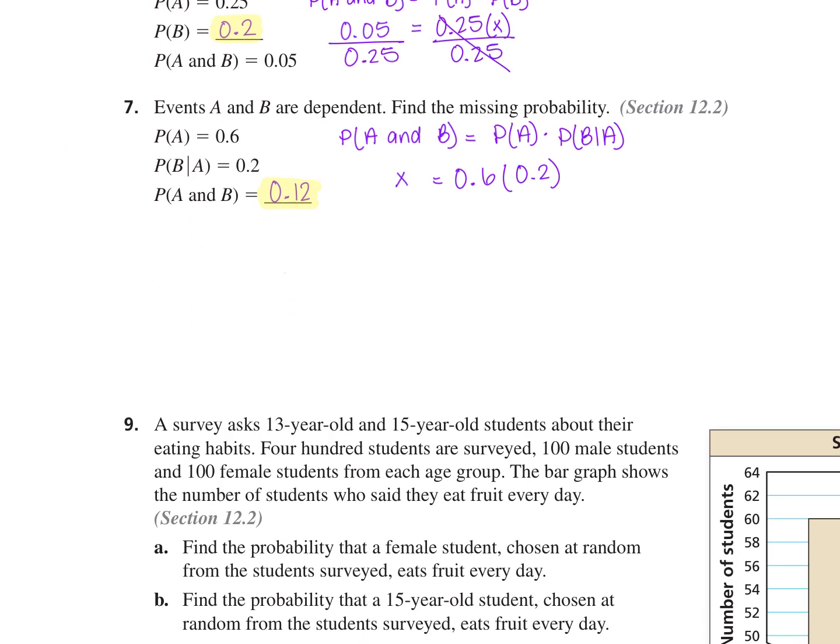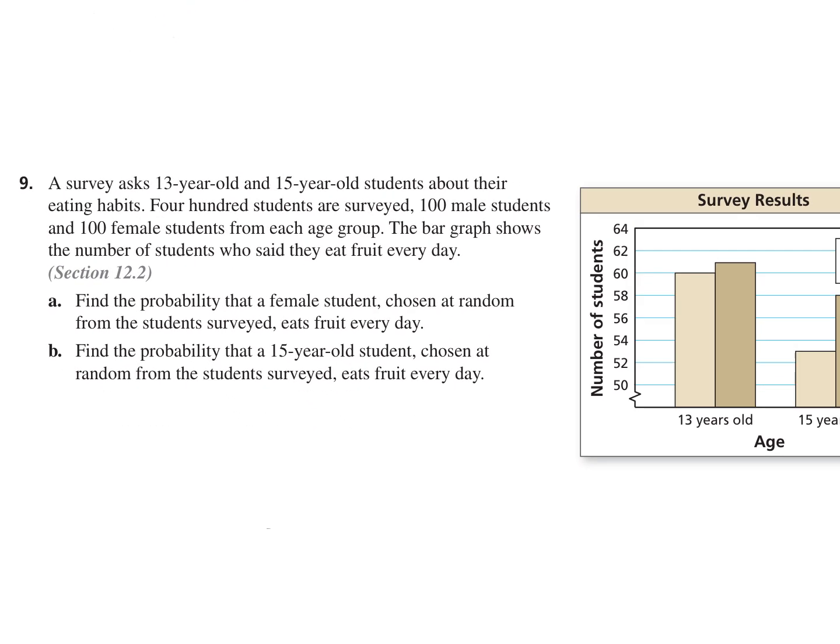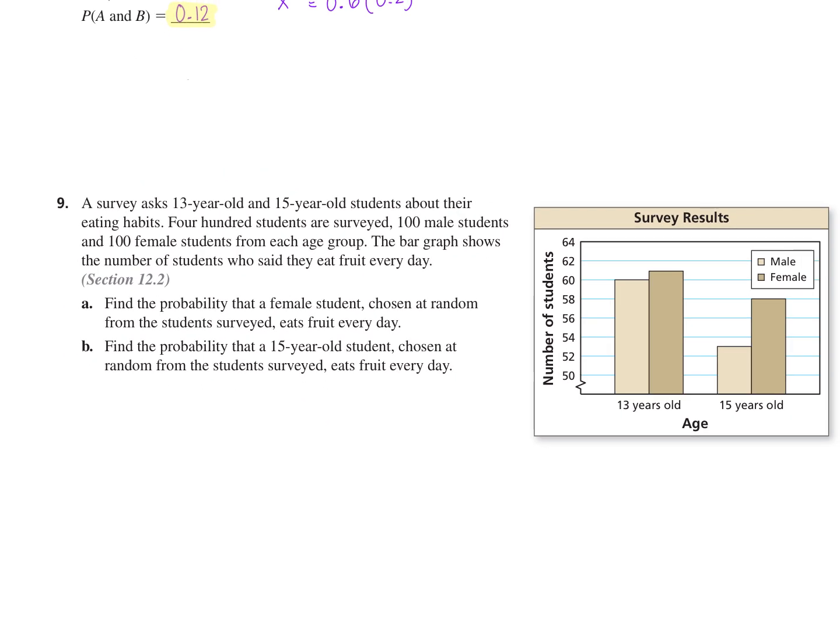Looking at the last question on this review, I have a graph. It says a survey asked 13-year-old and 15-year-old students about their eating habits. 400 students are surveyed: 100 male students and 100 female students for each age group. Okay, that's key. You have to know what that means. The bar shows the number of students who said they eat fruits every day. Keep in mind, this is just the students who eat fruits every day.